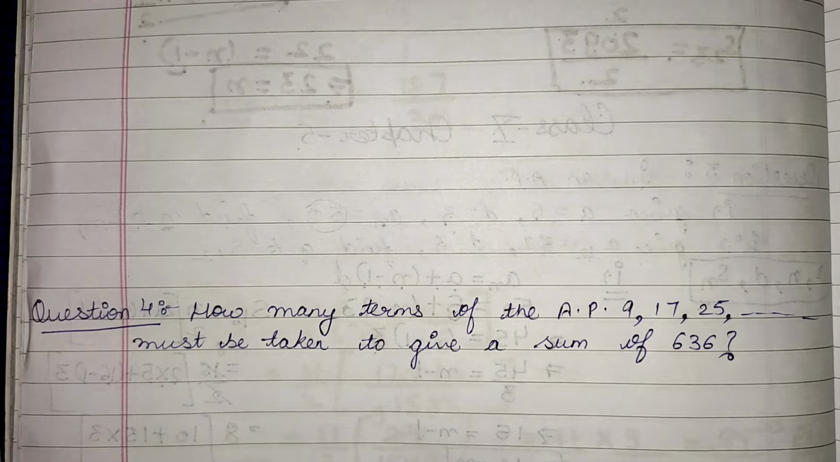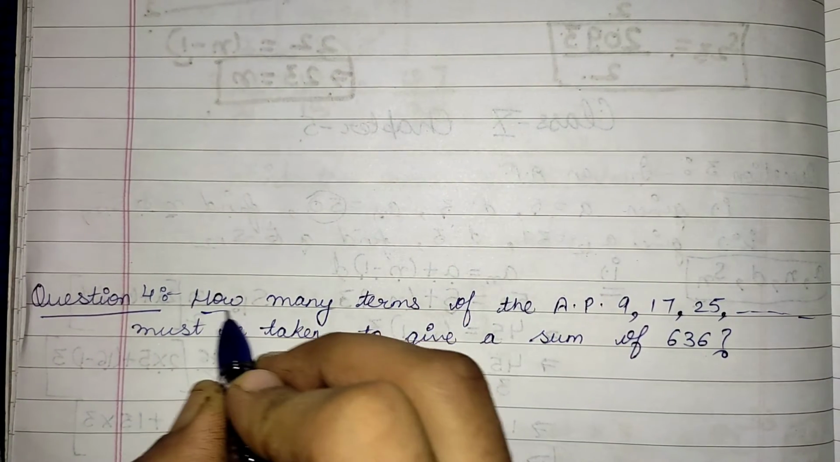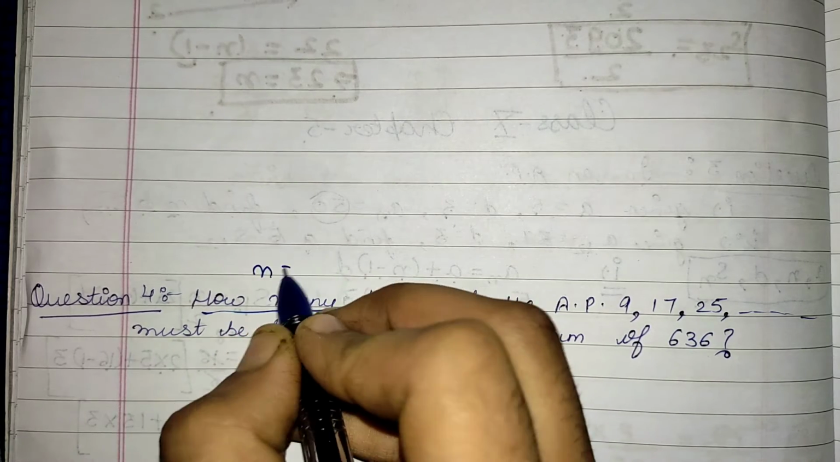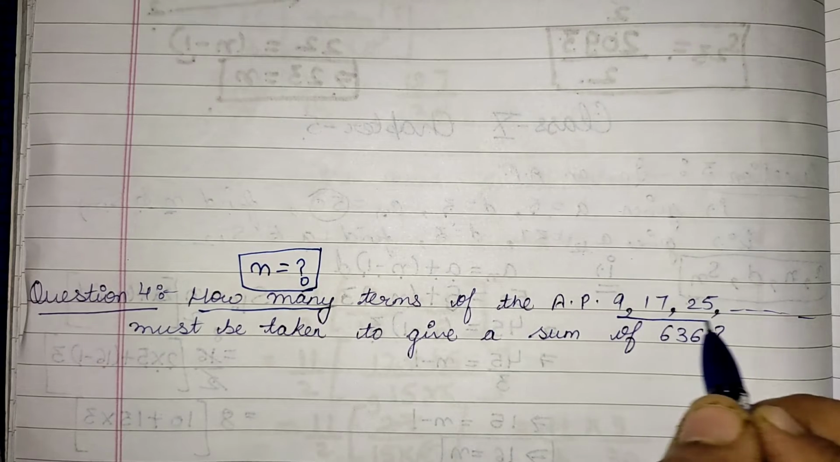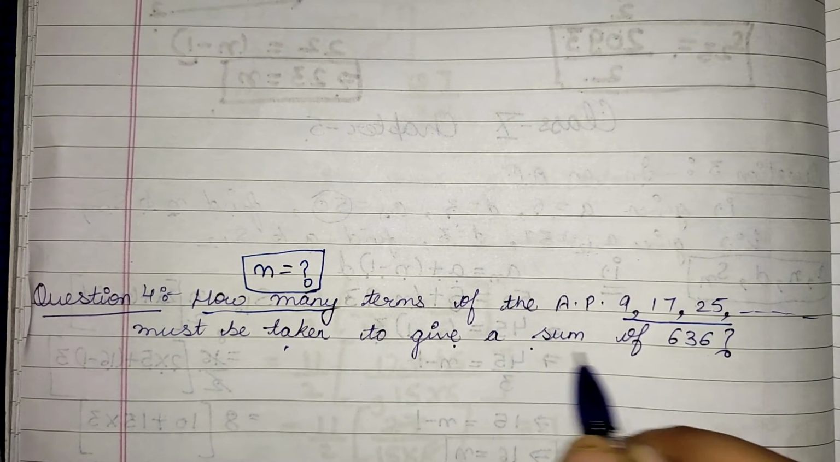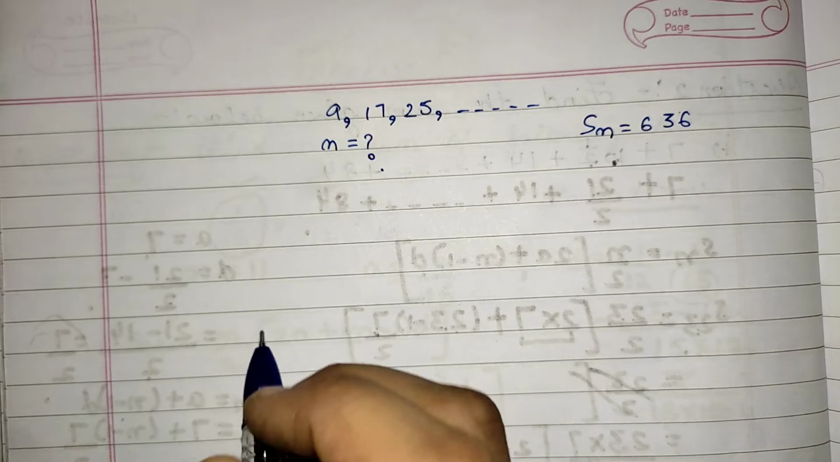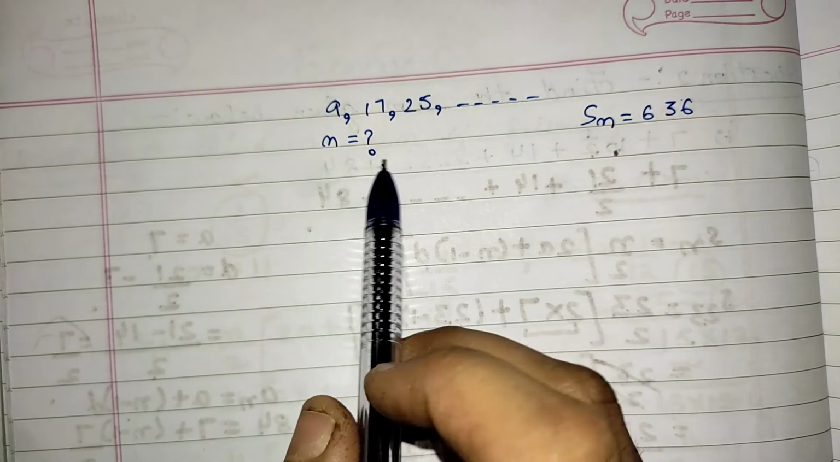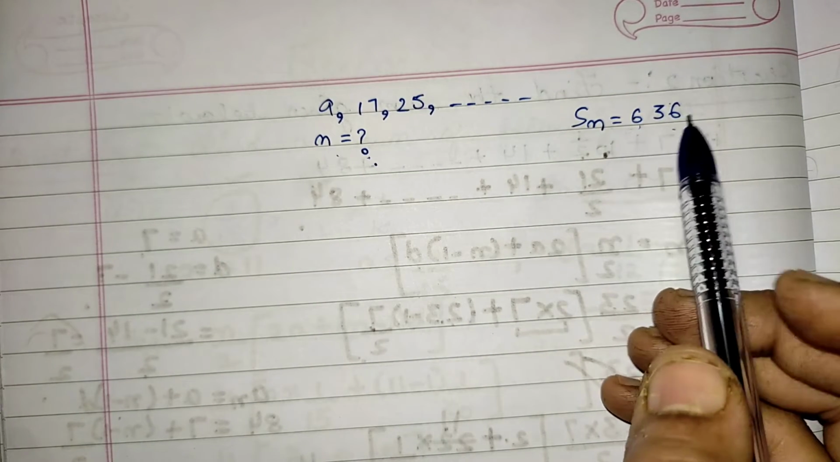Now the question says, how many terms of the AP must be taken to give a sum of 636? So what do I have to find out? I have to find out the value of n of this AP. You can see very clearly that I have to find the value of n, and Sn is equal to 636.